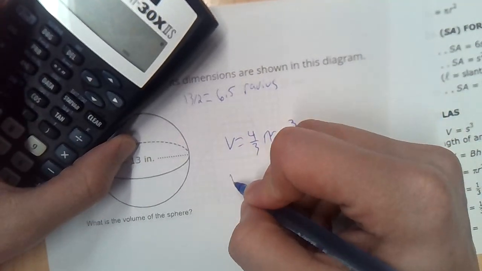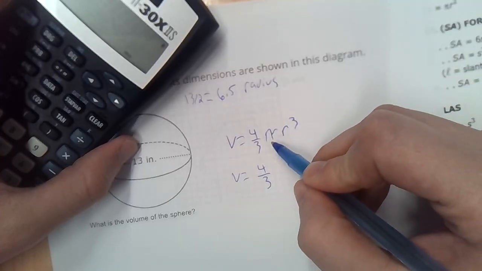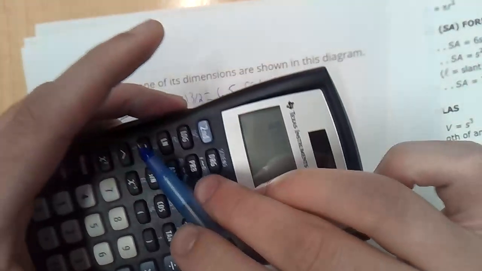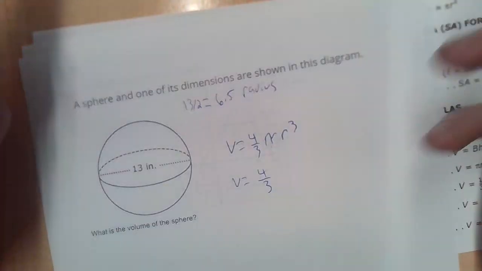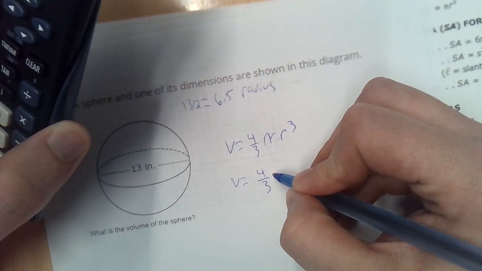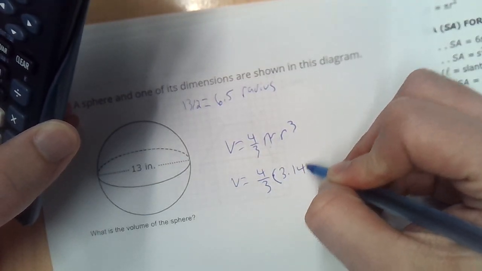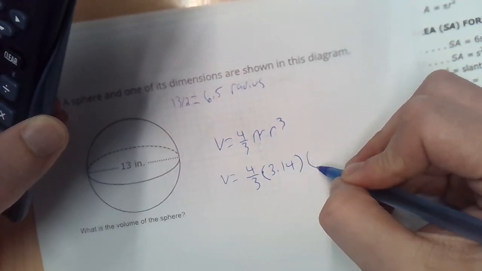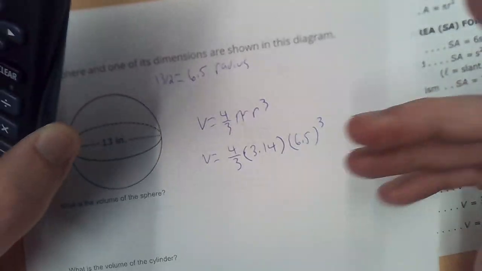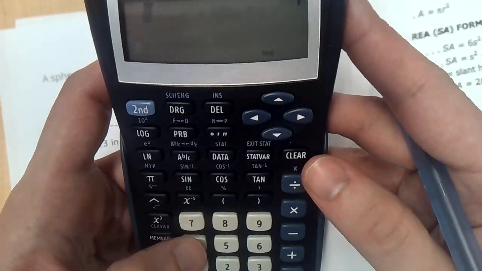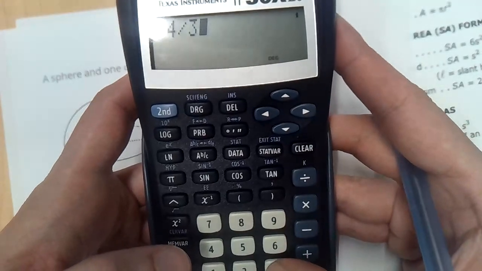So now our volume formula is going to be 4/3. Now some people like to use pi and use the pi button. I'm just going to use 3.14, but you can hit the pi button. It'll pretty much do the same thing for you. So then we're going to multiply that by, I'll put it in parentheses, times 3.14, and then times your radius to the third.